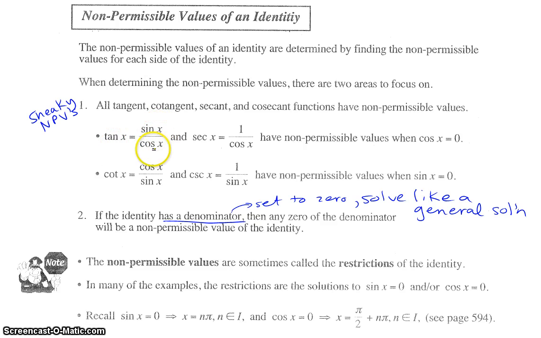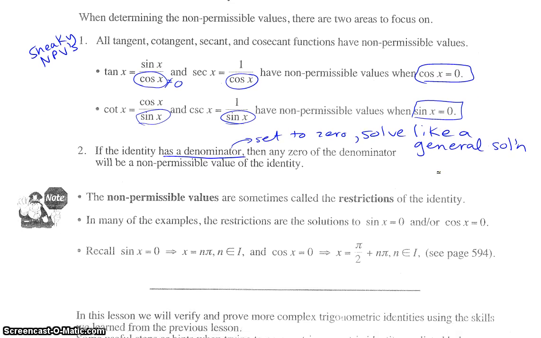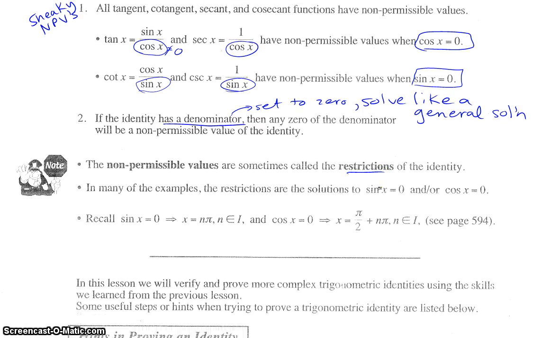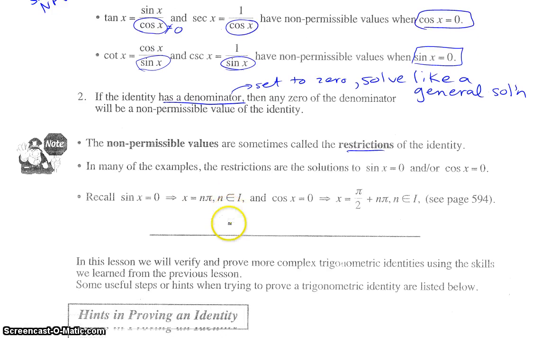Because they are actual ratios, like tan x is sine x over cos x, we just saw that in the first example, cos x can't equal 0. And secant, again, is 1 over cos x, where cos x can't equal 0. So the non-permissible values are where cos is 0. Cotangent is cos over sine, and cosecant is 1 over sine, so you'd be looking at where sine x is equal to 0 to find your non-permissible values. Non-permissible values are also called restrictions. They're just talking about general ways to write that, but we can do that later.